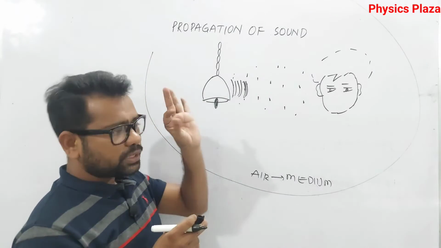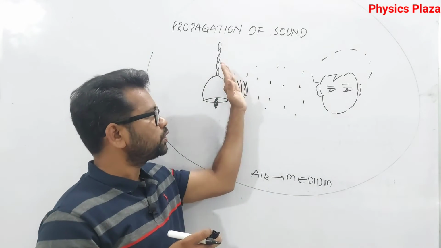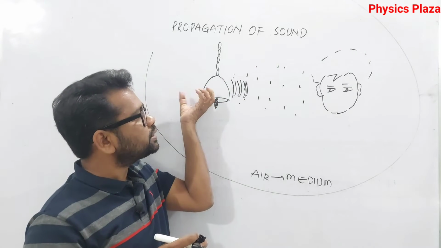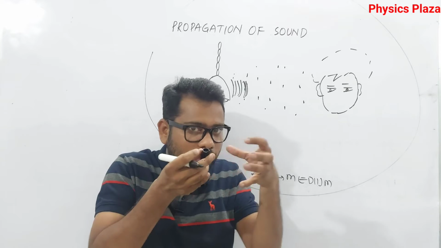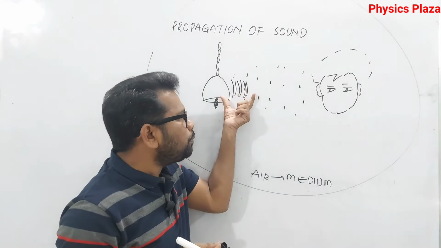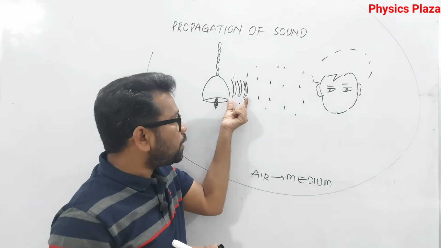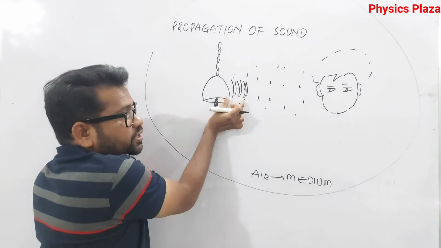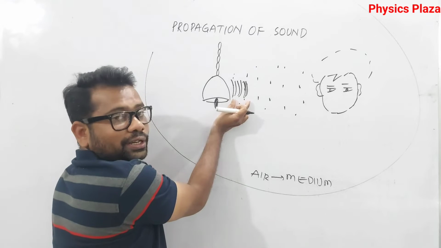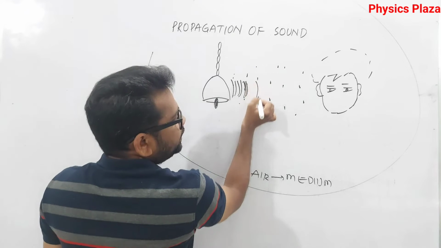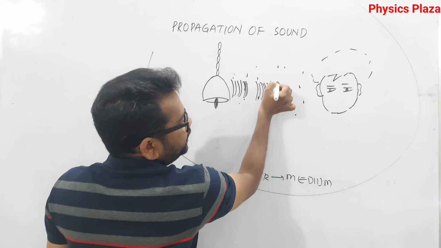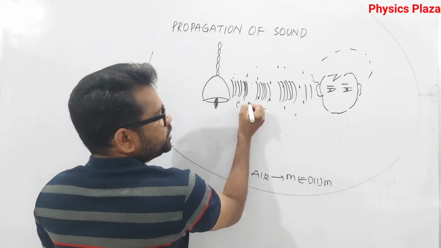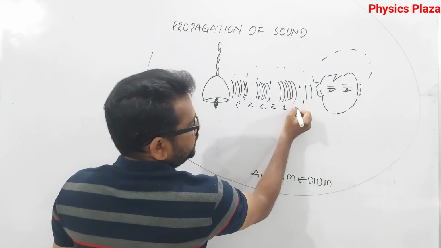Children, just for a while, think that the bell is in this position, just right side. Then left side, what will happen? There will be some maximum distance among the molecules. Here all molecules will come close to each other, and these molecules will push. After some time these will move a bit far from each other. So like this, as we discussed about a longitudinal wave, children, compressions and rarefactions are found. Compression, rarefaction, compression, rarefaction, compression, rarefaction, compression.